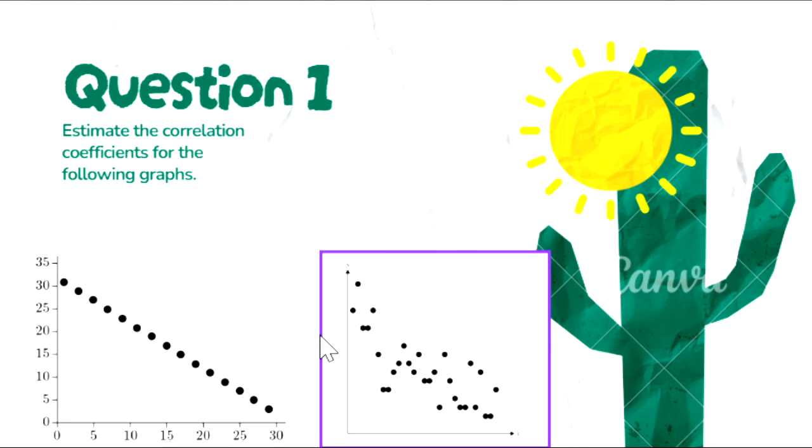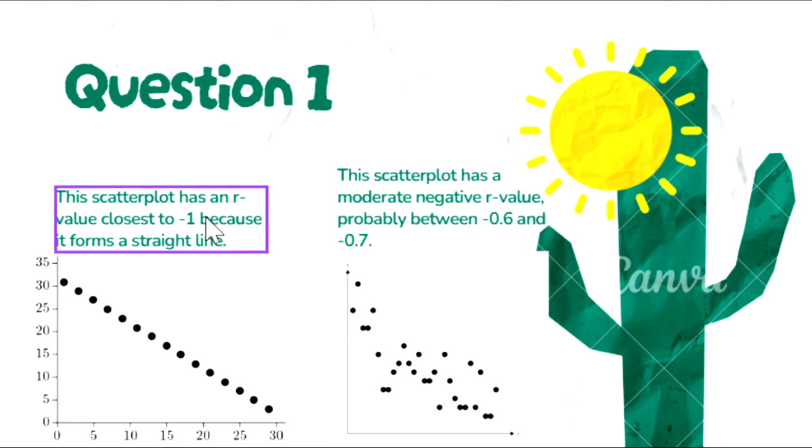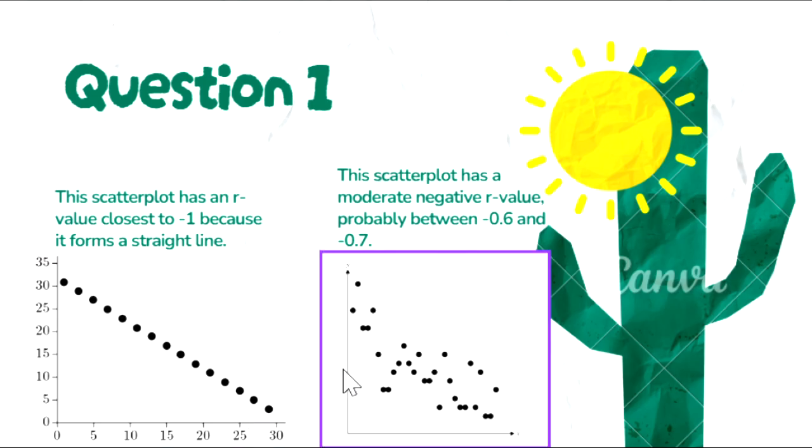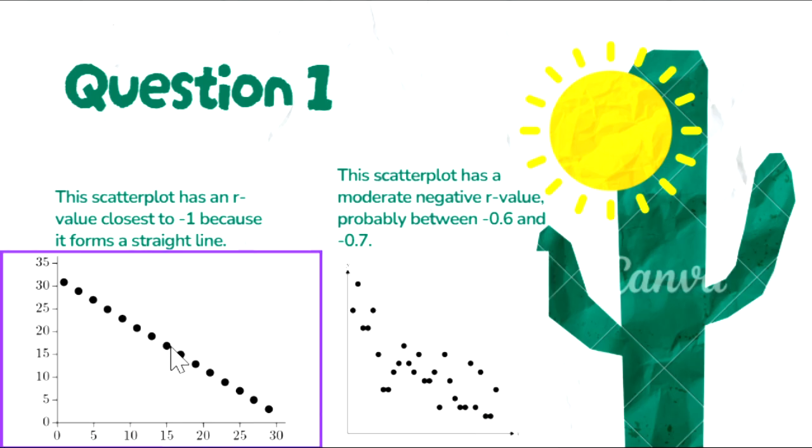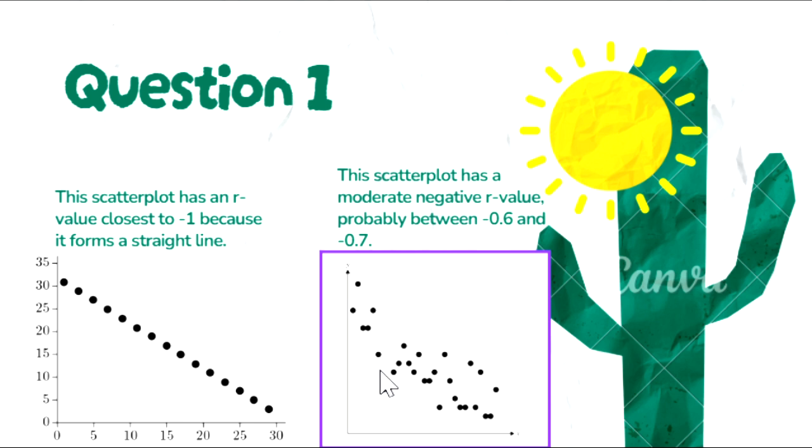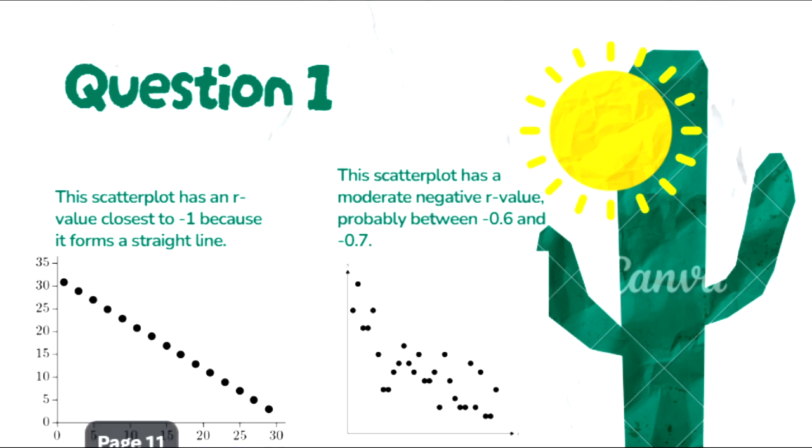Well, they're both negative. You can see that because of the slope. Okay? This one's going to be really close to negative 1 because it's a straight line. And this one they're saying is probably between negative 0.6 and negative 0.7. If you were anywhere except like negative 0.9 and negative 0.2, you're fine. Okay, as long as it was a negative number and it wasn't really super close to negative 1 or really crazy far away, you're fine. Okay, don't worry, you're fine.